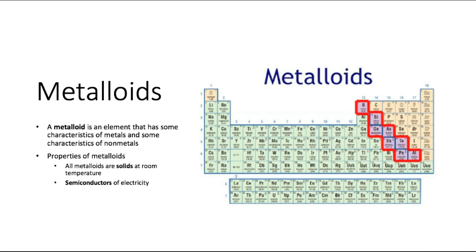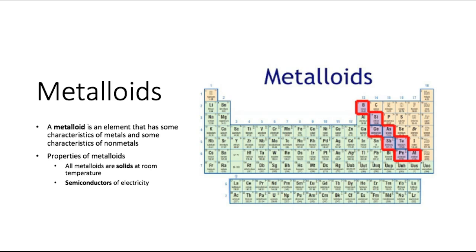In between the metals and the nonmetals on the periodic table is this thin strip of elements that are called metalloids. Metalloids are elements that have some characteristics of metals and some characteristics of nonmetals. It basically depends on the condition that element is in, whether it behaves like a metal or a nonmetal. All of the metalloids are solids at room temperature. They conduct electricity better than the nonmetals, but not quite as well as the metals, so we call them semiconductors.